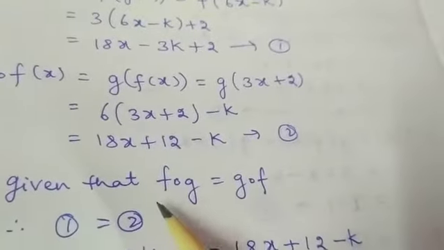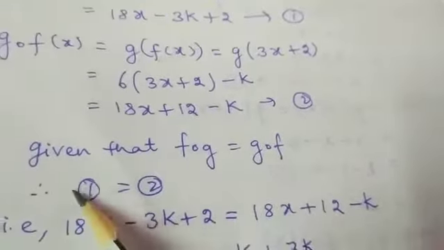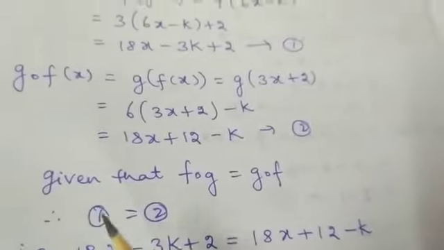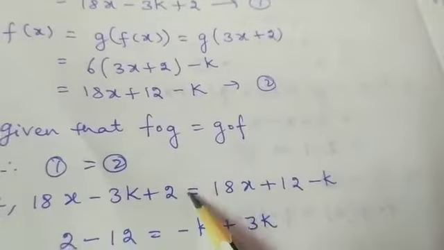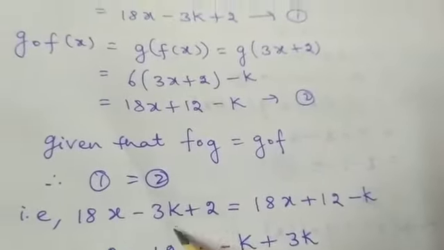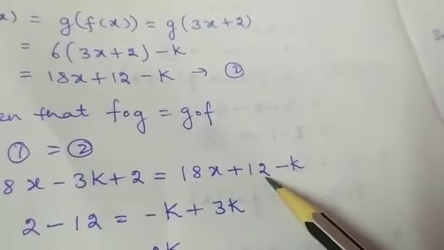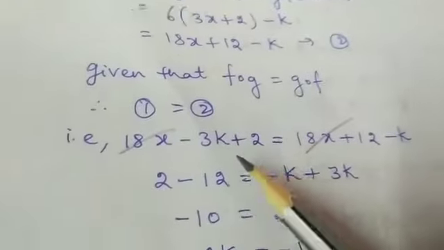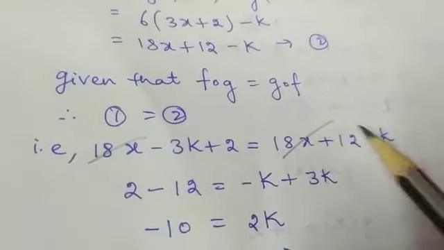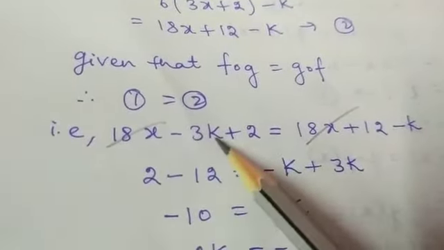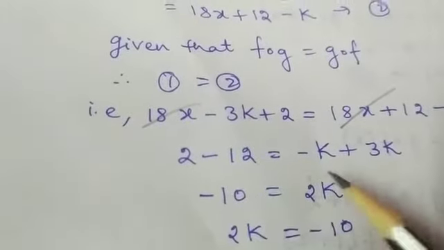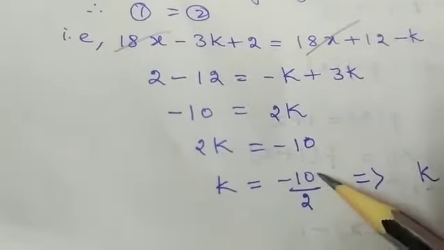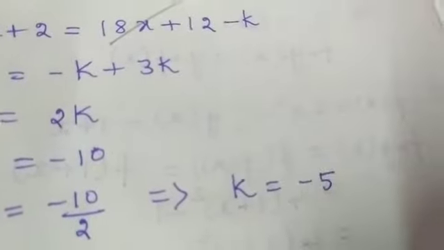It is given that f dash g equal to g dash f. So equation 1 and 2 should be equal. So I'll substitute it as equal. So that is 18x minus 3k plus 2 equal to 18x plus 12 minus k. So this 18x and 18x will get cancelled, and this plus 12 will come this side, and this minus 3k will go that side. I'll get 2k equal to minus 10 and k equal to minus 10 by 2. So k equal to minus 5.